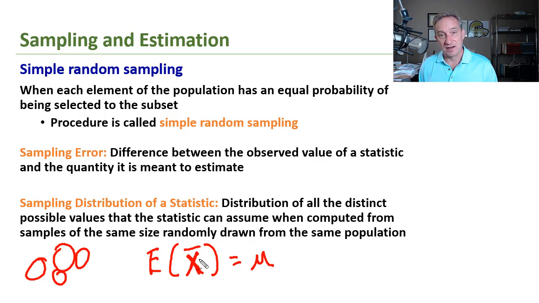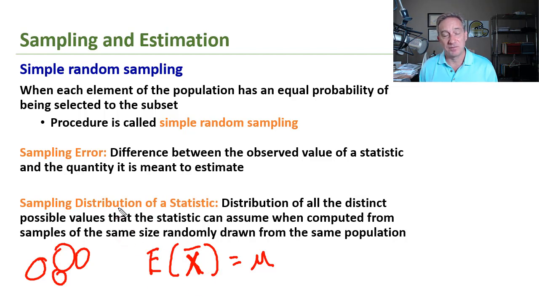We actually do not expect every sample mean to equal the population mean. So sampling error is the difference between the observed value of the statistic, in this case the sample mean, and the quantity it is meant to estimate. And so sampling error is not something that's wrong. It's actually something that we expect and may inform the manner in which we compute these estimators.